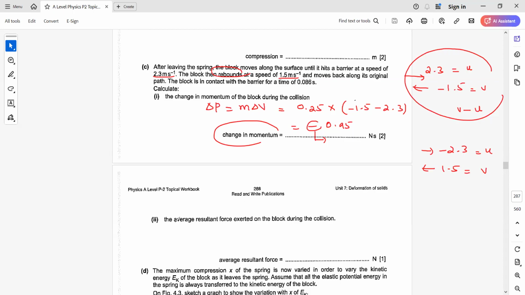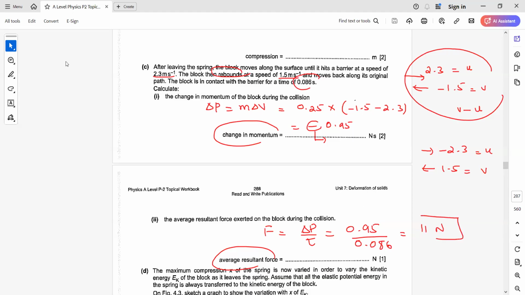Now the examiner's favorite choice always after change in momentum, they have to go towards resultant force. Well, now, buddy, we know already this. That's Newton's second law. So we can do 0.95 over time. Time should be there. So the block is in contact for 0.086. So we divide it. We are going to get 11 Newton as the answer.